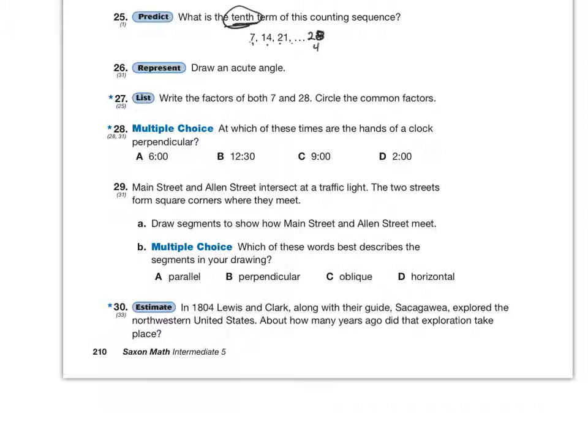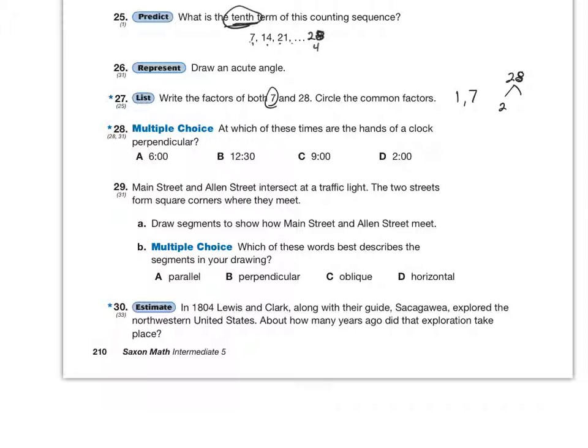Write the factors of 7 and 28. Circle the common factors. So factors of 7 and 28. 7 is prime, right? So we have 1, 7, and then figure out the factors of 28. So if you need to, you can use a factor tree, or you can just count it out in your head, but I'm going to show you a factor tree because that's more likely that you catch everything this way.